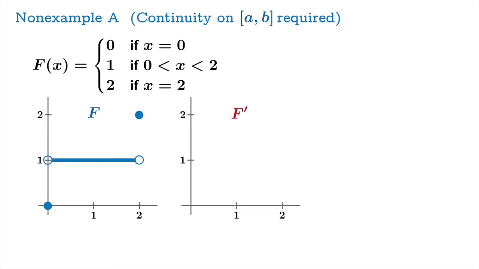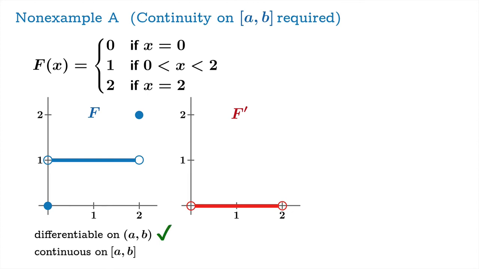Now, what does the derivative look like? Of course, the derivative is not defined at either endpoint, but it's certainly going to be 0 in between. So here's our derivative function. And we'll notice that the original function is differentiable on the open interval from 0 to 2, and it fails to be continuous on the closed interval. So it doesn't satisfy the hypotheses of the mean value theorem, and we're going to see that this opens up a loophole through which you violate the theorem.